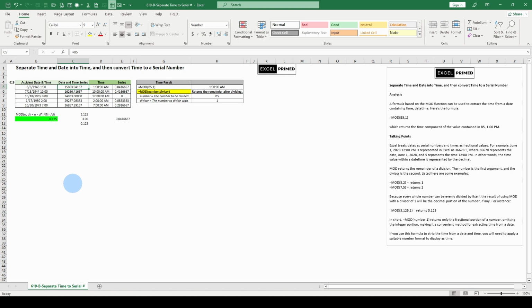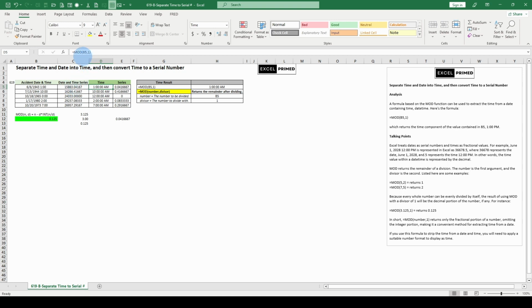Back to the subject. We need to separate this date and time series. Here's how it's broken down. If we just look at the 6/6/1943, it will be 15863. The 1 o'clock, as I said before, is 0.04166. So that's how Excel does their thing. They're going to give you the date serial number, and then the time will be tacked on to the end. So now what we want to do is use the MOD function to get rid of that 15863.